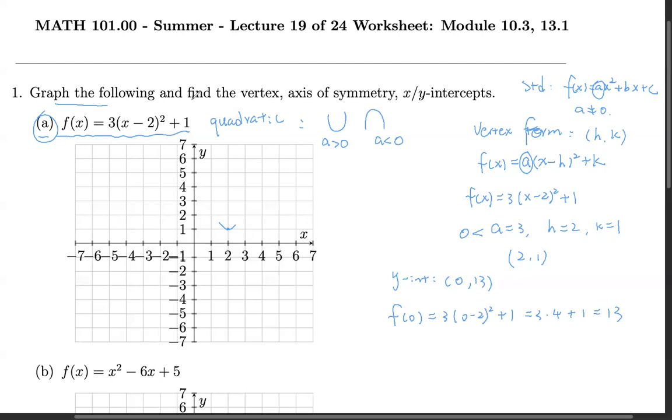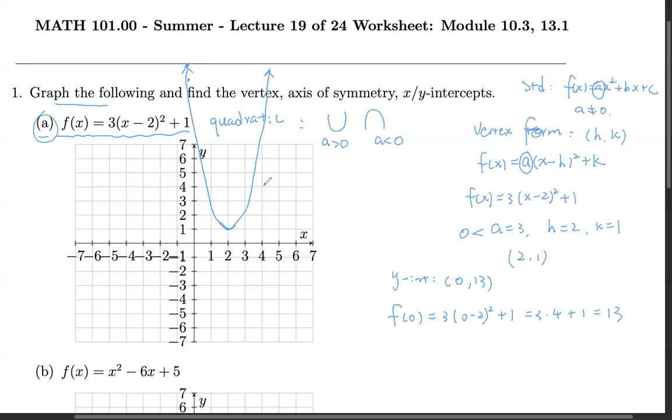But 13 is off the chart. It's somewhere high above there. Maybe a little bit difficult to show this. And then it's symmetric. The graph of a parabola is always symmetric, something like this. Okay, so that's the graph of this.